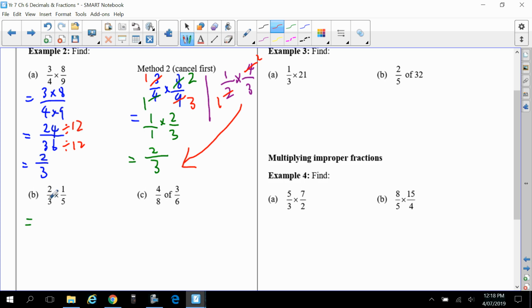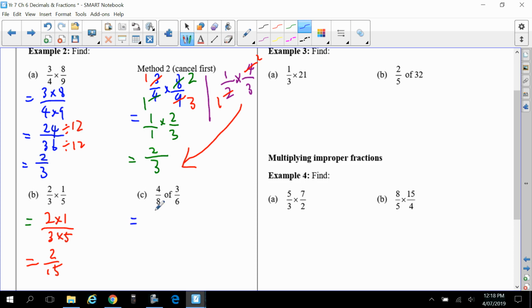Okay, so let's look at this question. Can 2 be simplified with 3 and 5? The answer is no. Can 1 be simplified? No. So in that case, you just do 2 times 1 over 3 times 5. 2 over 15. Any question?